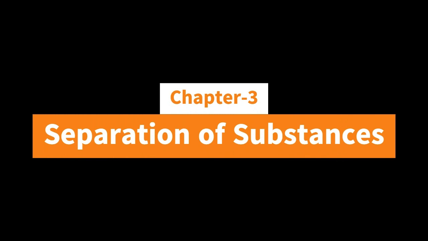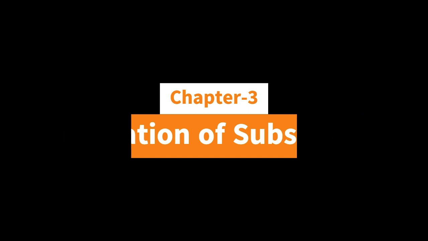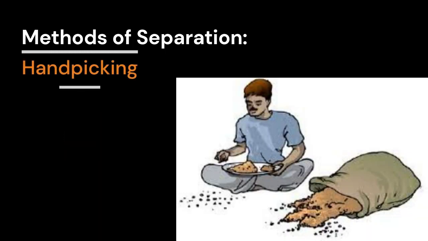Separation of substances refers to the process of separating different components or substances from a mixture. There are various methods of separation that are used depending on the nature of the mixture and the substances involved. Let's explore some examples. The first method of separation is handpicking.